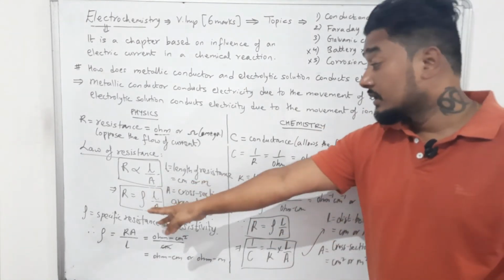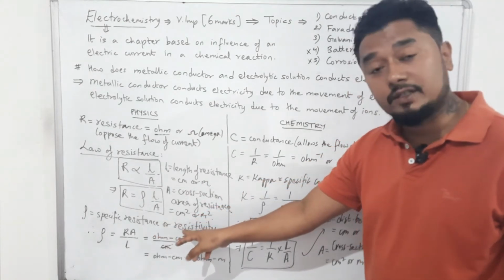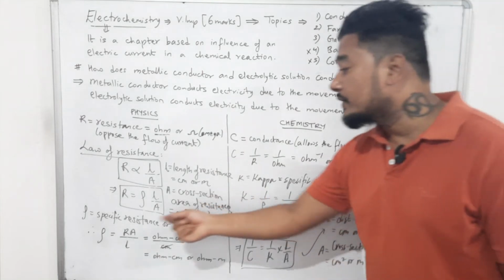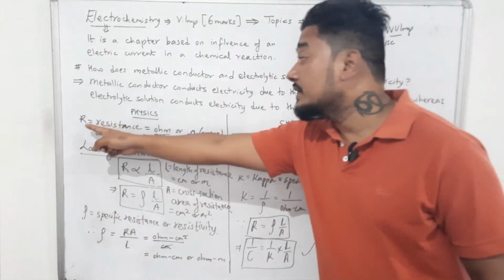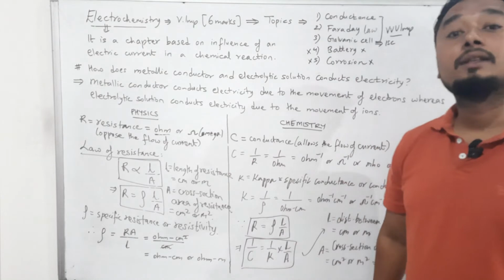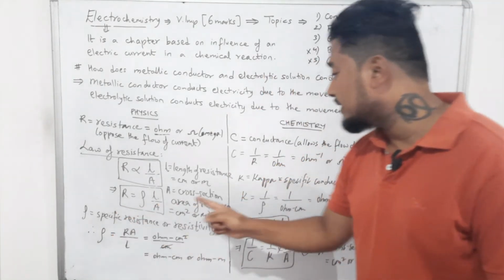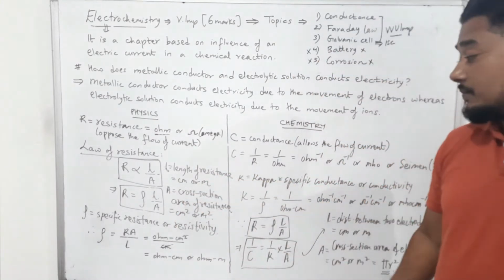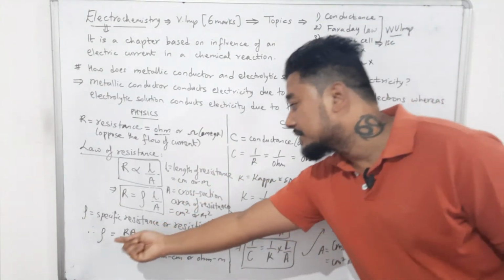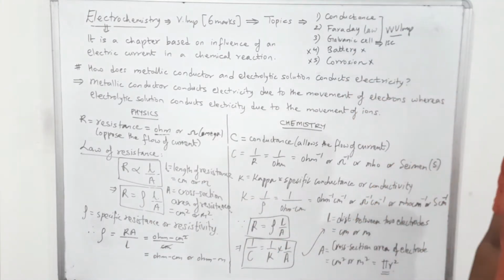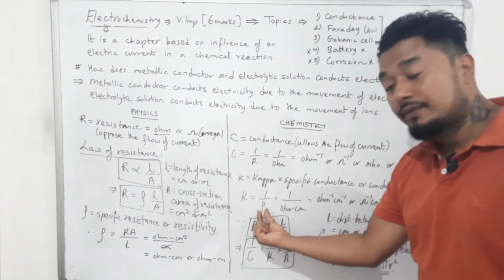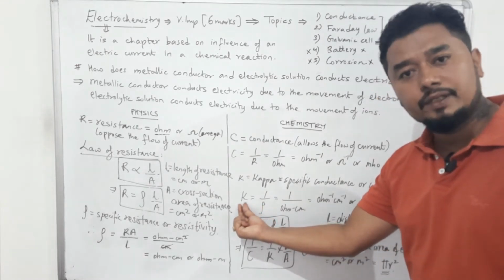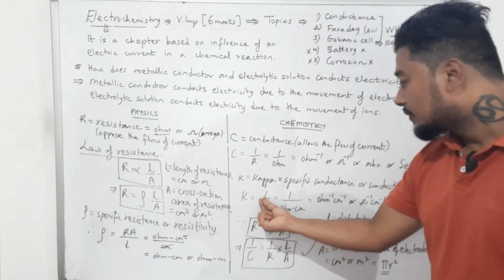So if rho is resistivity, then your kappa is what? Conductivity. And these two are also reciprocal to each other. The way resistance and conductance are reciprocal, the same way specific resistance and specific conductance, resistivity and conductivity are reciprocal to each other. Now, with the help of the unit of resistivity, specific resistance, we are going to find the unit of conductivity, that is specific conductance.